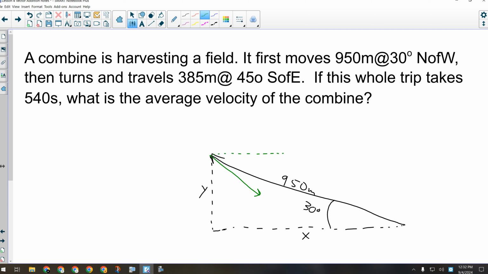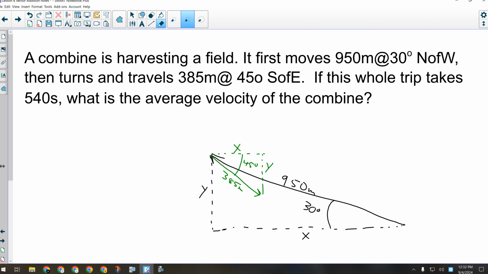Okay, and it's 45 degrees. That's not bad. That's about halfway between those two lines. For scale, that's not too bad. So that's 45 degrees, and it's 385 meters. I could have probably made it a little bit longer, but it's still generally in the right direction, and it's generally the right length. So I'll have the x component for that one and the y component for that one.